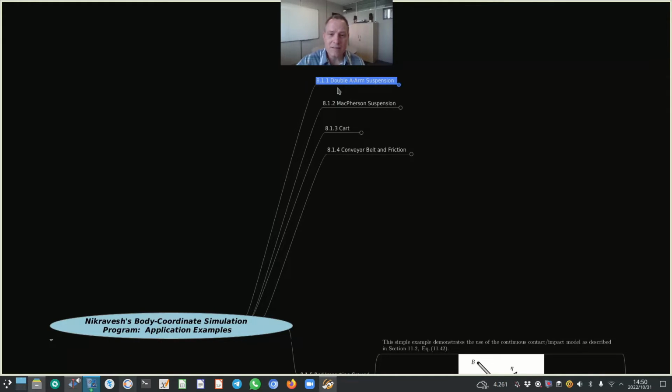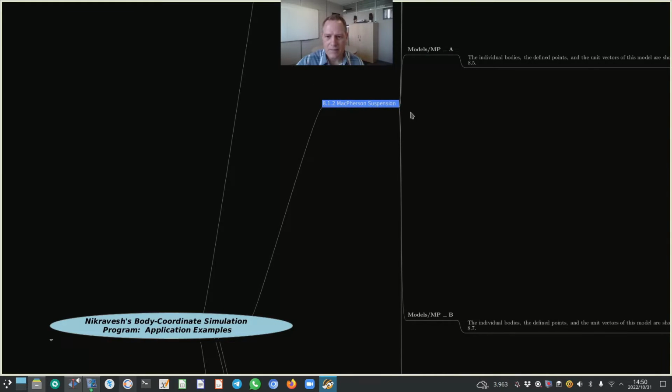Now let's do the same with subsection 8.1.2, the McPherson suspension. The implementation of the logical spring damper reaction force is exactly the same as that of subsection 8.1.1. So we'll briefly look at that. There's another little detail that I just want to show in this subsection 8.1.2, which we didn't deal with in lecture 5. So let's jump in.